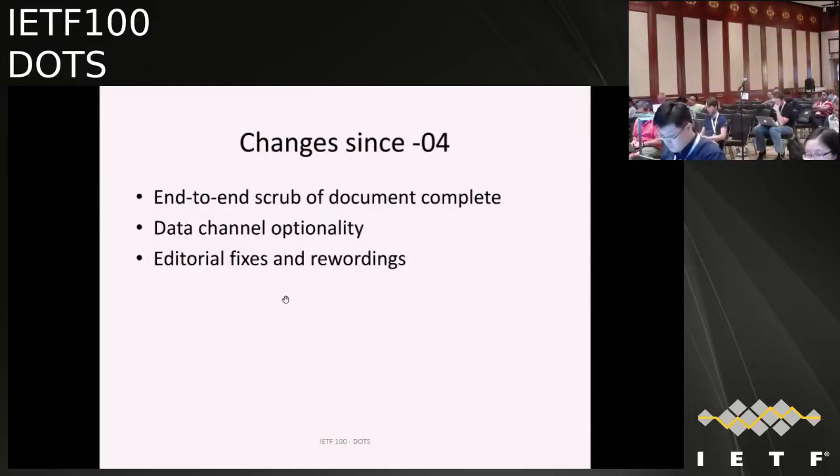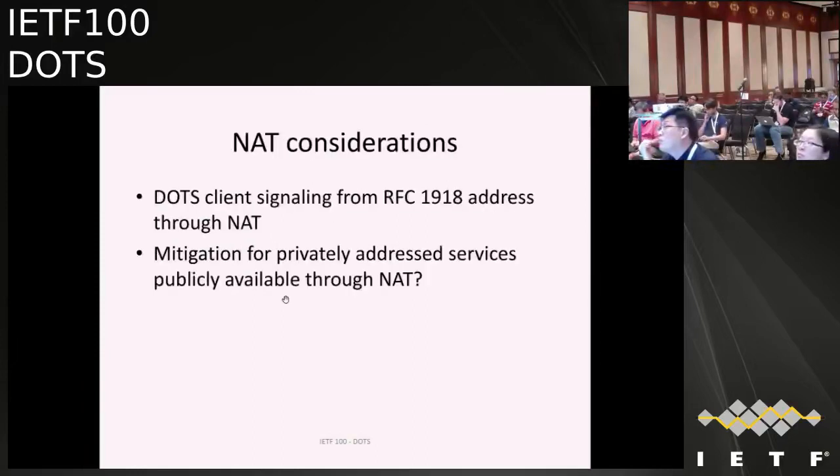One of the things that it does is highlight the optionality of the data channel. A DOTS client can operate entirely without using the data channel, but it can also take advantage of the functionality that the data channel offers to do things like install ACLs, black and white lists, and so on. But it's not necessary by itself as a component of the signaling. May I have the next slide, please? All right, it's there. Thanks.